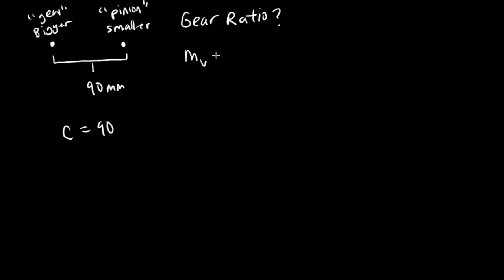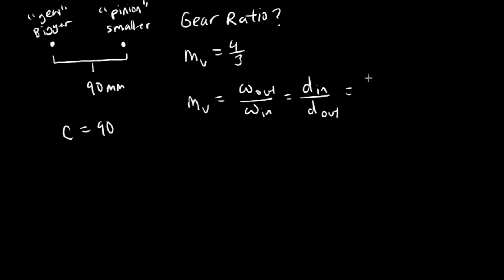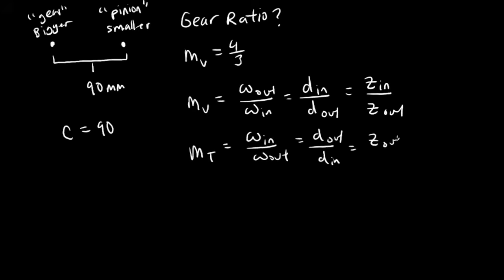So let's give this an angular velocity ratio MV of 4:3. An angular velocity ratio is the ratio of the angular velocity of the output gear divided by the one of the input gear. D stands for the pitch diameter, and Z stands for the number of teeth of each of the gears. I can also refer to MT, the torque ratio, and that's going to be, as you can see, an exact reciprocal of MV. In my case, that's going to mean that I'm going to have a torque ratio of 3:4.